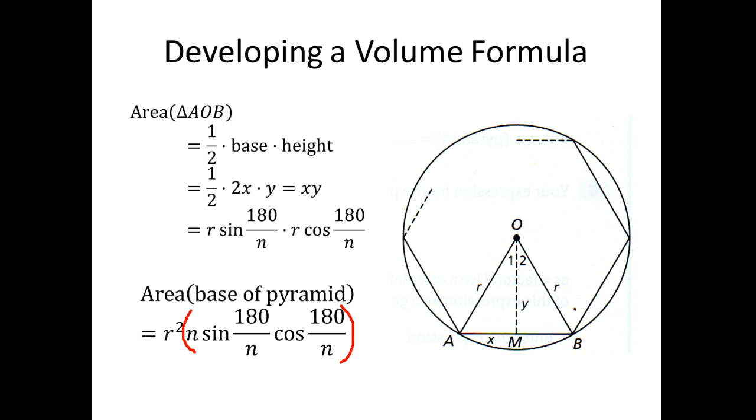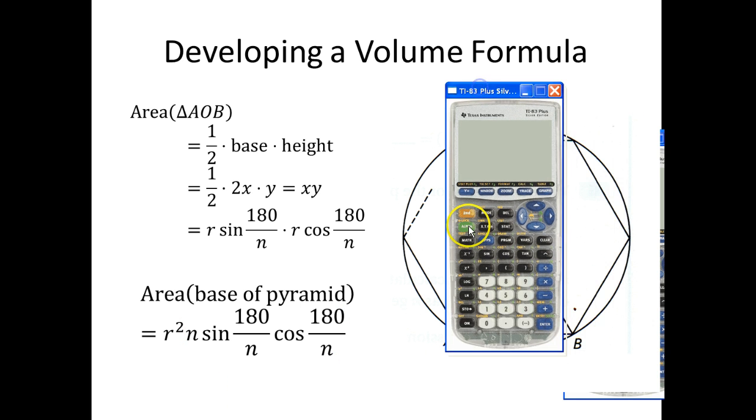Let's use our calculator to see what happens to this expression as n gets larger and larger. First, I'm going to make sure that my calculator is in degree mode, since we're using degrees throughout. And since my calculator only recognizes the variable x when generating a table, I'm going to put an x in place of n. So I have x times the sine of 180 degrees divided by x times the cosine of 180 degrees divided by x.